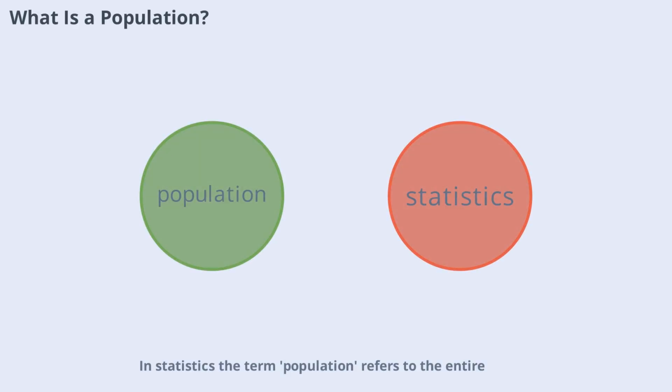In statistics, the term population refers to the entire group that you want to draw conclusions about. This could be all the residents of a city, every product made in a factory, or every student in a school. Populations can be large or small, but the key is that they represent the full set of items or people you're interested in. Since it's often impossible or impractical to collect data from every member of a population, we rely on samples to make inferences.